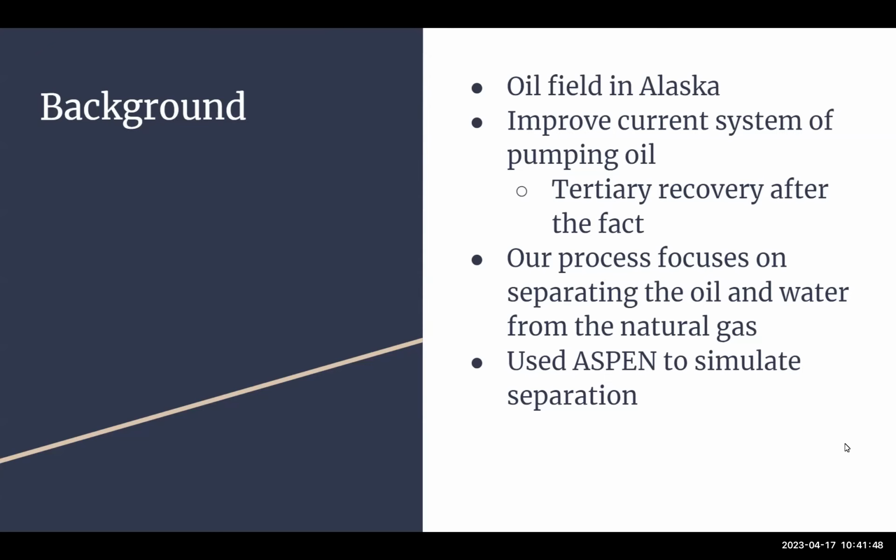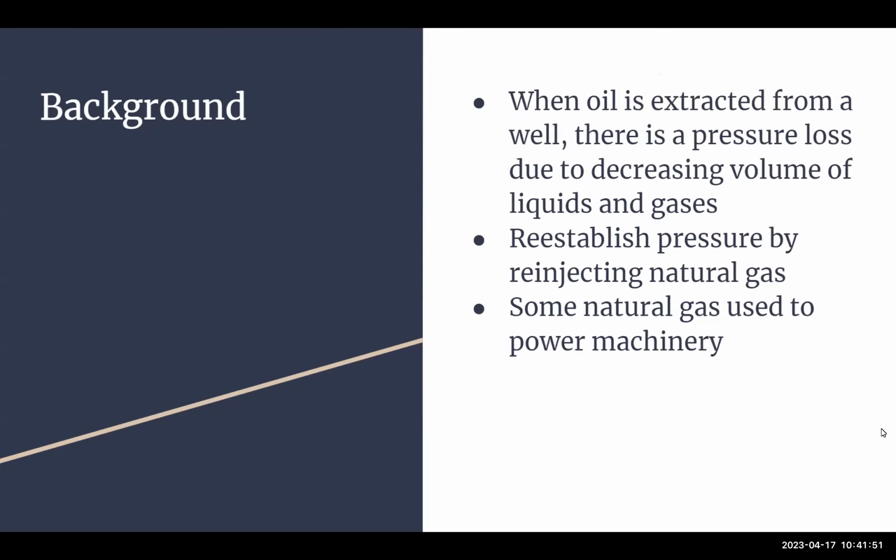to simulate the separation. So when oil is extracted from this oil well, there is a pressure loss when you're pumping out. And so in order to reestablish this pressure to maintain a good pumping of this oil, we have to reinject natural gas. And we also use some of this natural gas to power all the rest of our equipment.